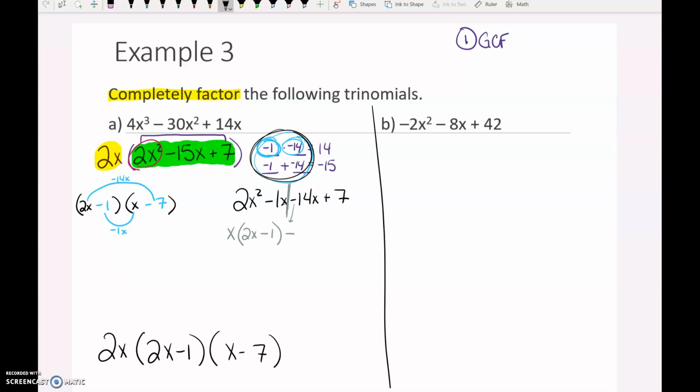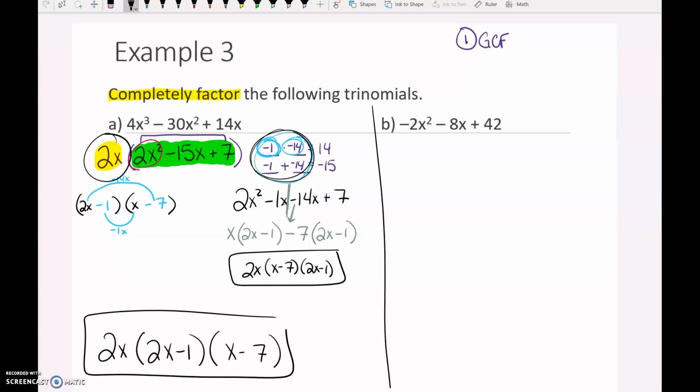-14x and 7 have 7 in common. -14x divided by -7 is +2x. 7 divided by -7 is -1. If you don't pull that negative down, it can really screw up whatever you have after that. So then our factored form is x minus 7, 2x minus 1. Oh, and don't forget, we had a 2x in front that we factored out originally.